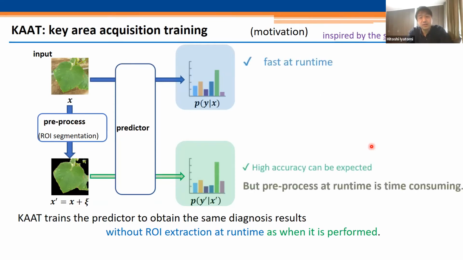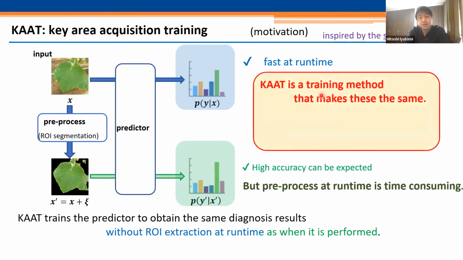Now we would like to introduce our proposal, key area acquisition training, in short, KAT. KAT is a training strategy to make the predictor obtain the same diagnosis result without ROI extraction at runtime as when it is performed. So KAT is a training method that makes these results the same.